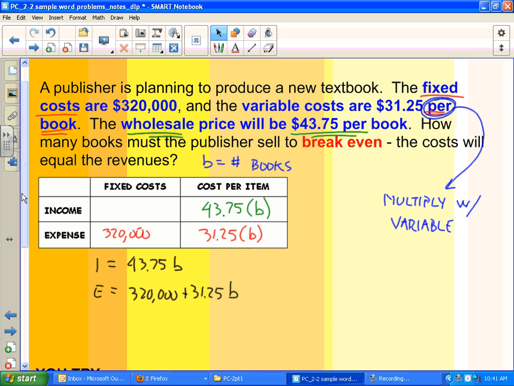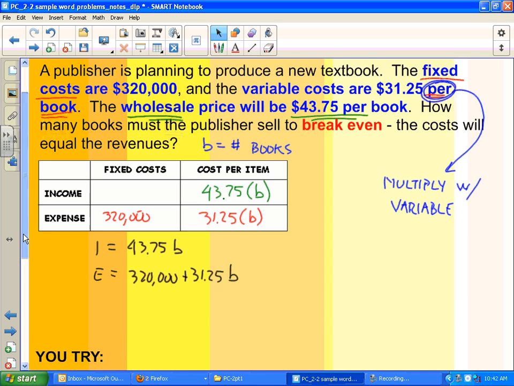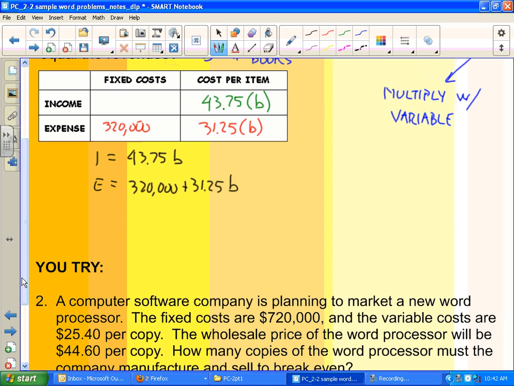Why? Break even is where my expenses and my income must be the same thing. And if they must be the same thing, I set I equal to E. And I get that 43.75B would equal 320,000 plus 3125B. And then I'm going to go find my answer.